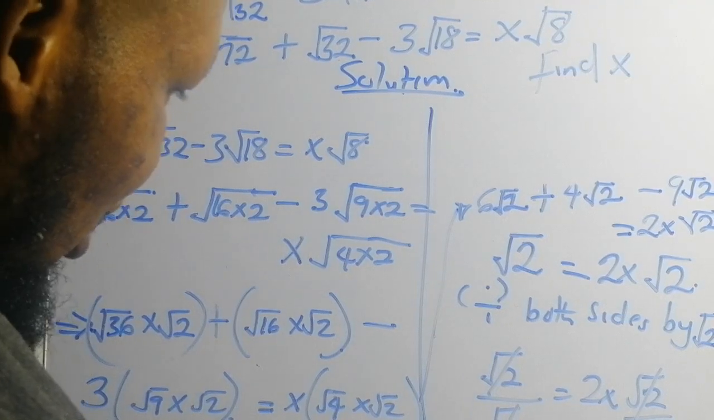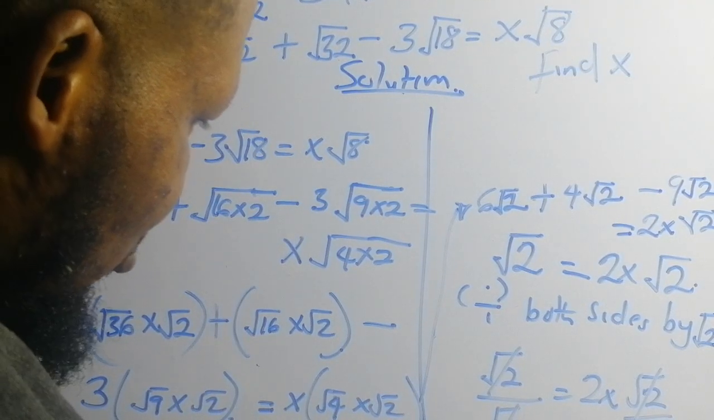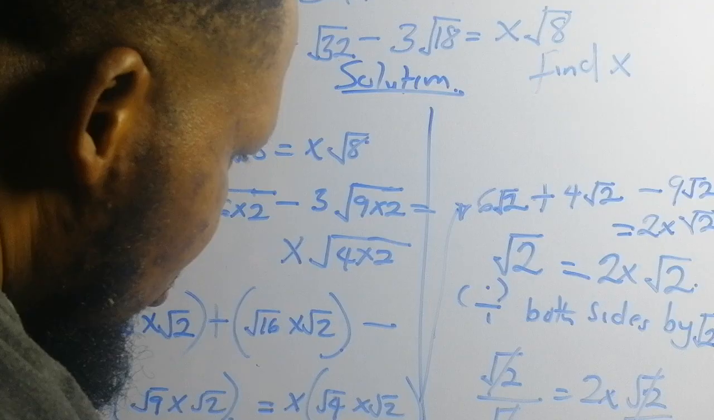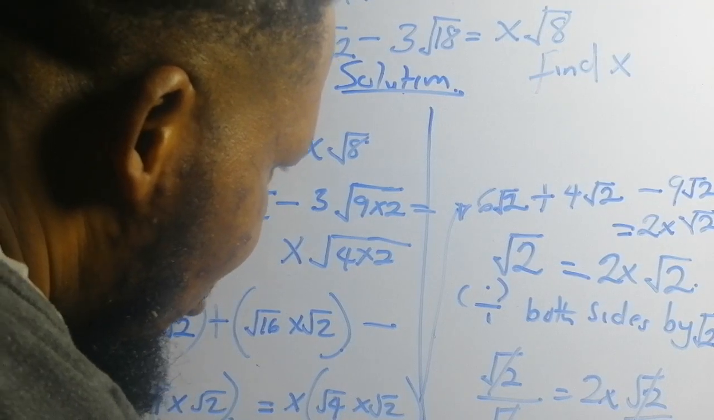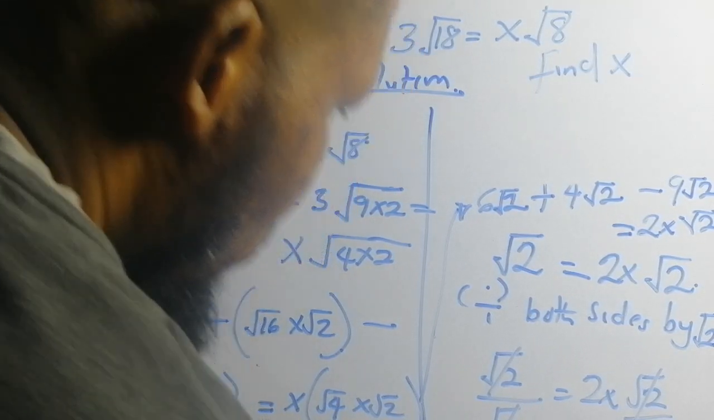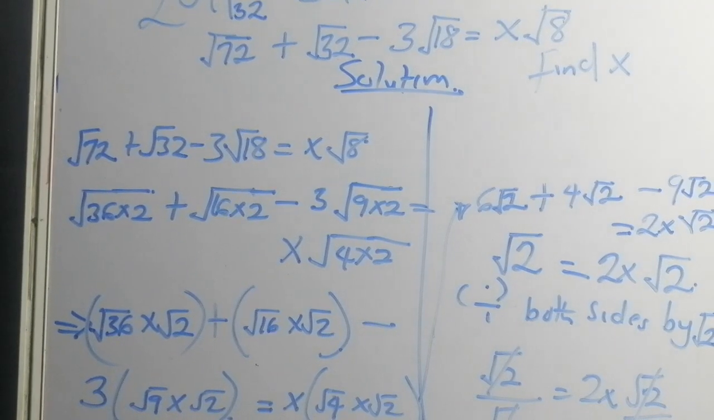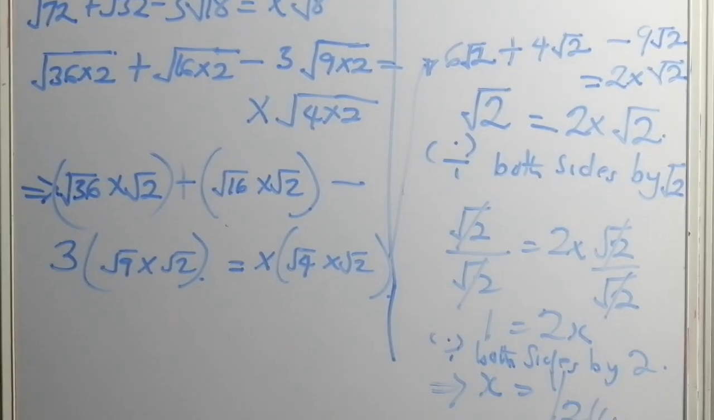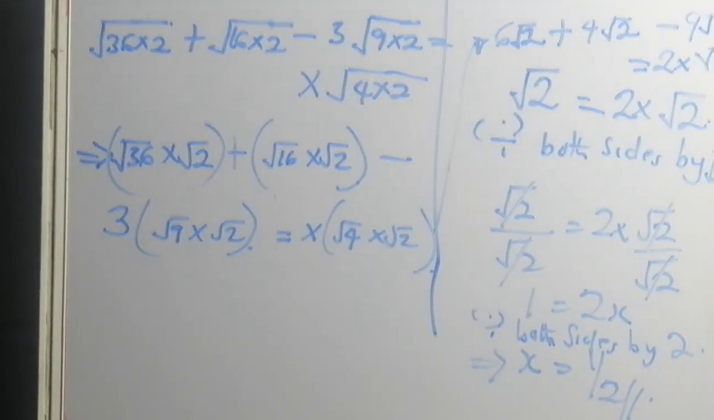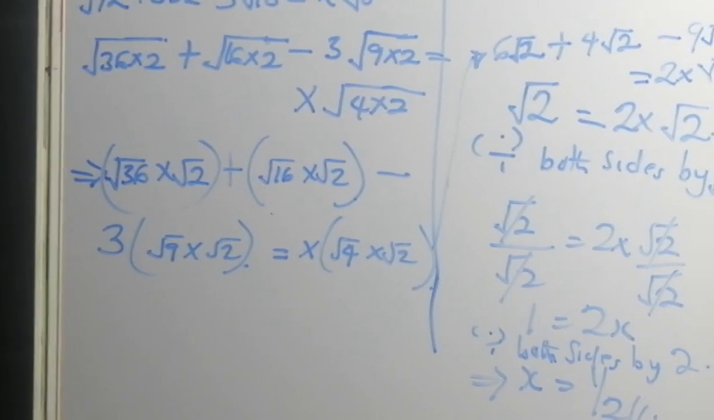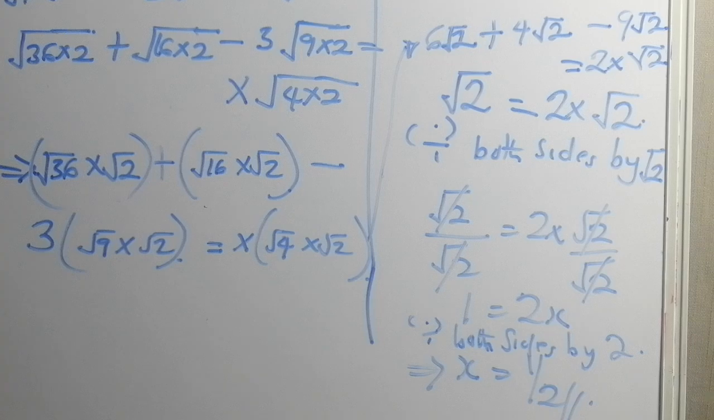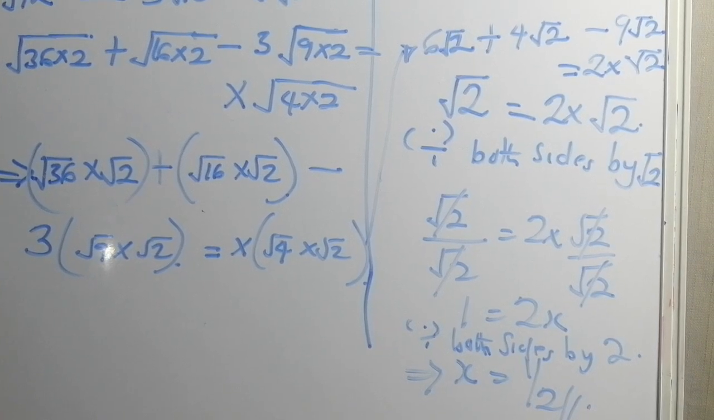So what did I do here? I divide both sides by 2 to get the value of x. So it's as simple as that.